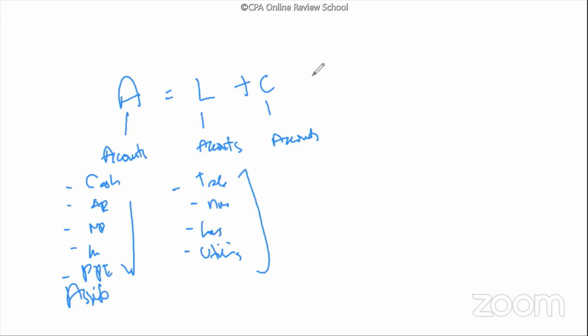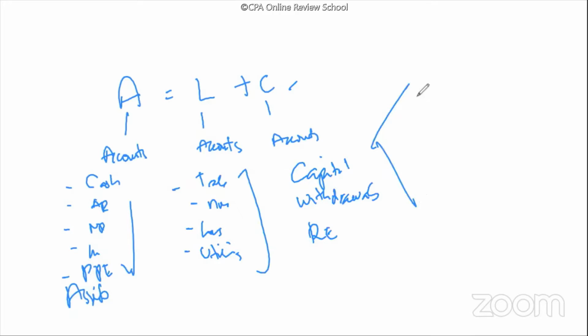For capital, of course, there is your capital share, withdrawal, and retained earnings. If you expand that, revenue and expenses also come in here. Every account I mention, like cash and AR, has a specific or normal side. So where should they be?